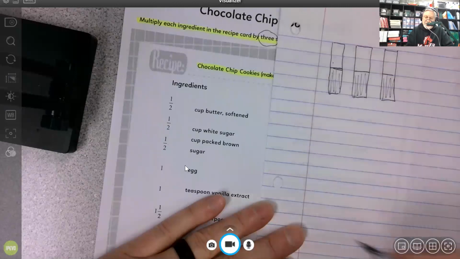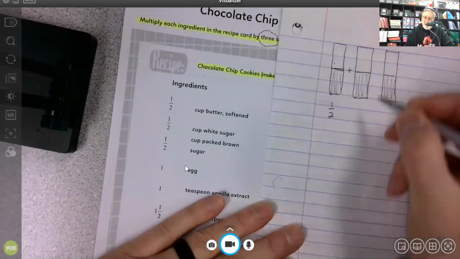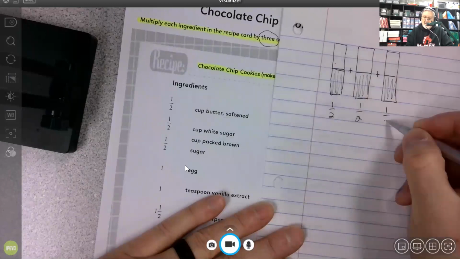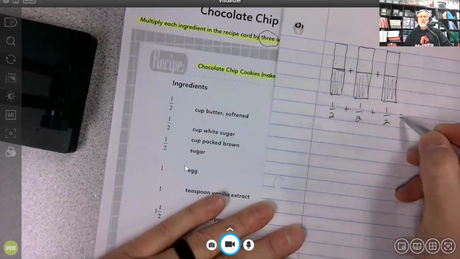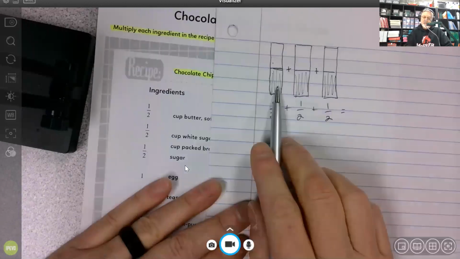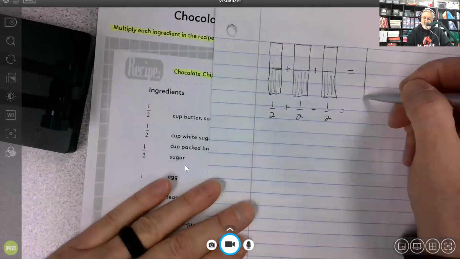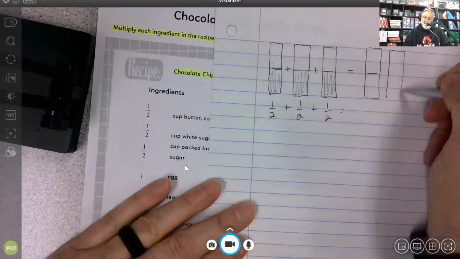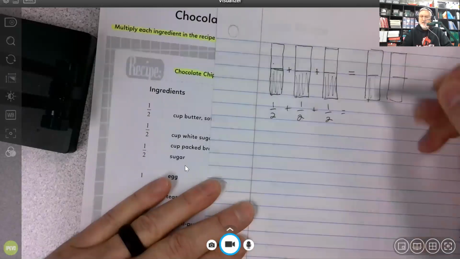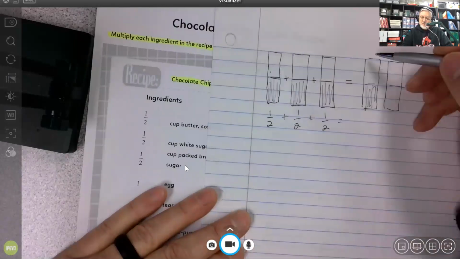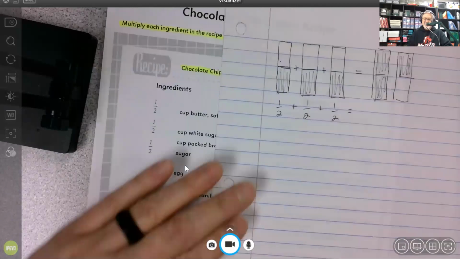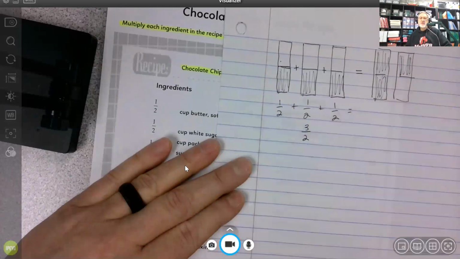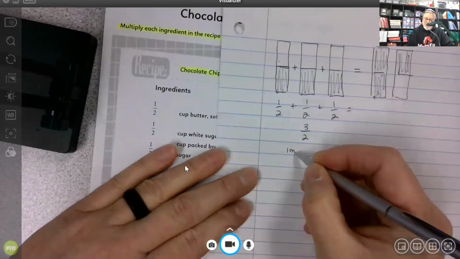So I have 1/2 plus 1/2 plus 1/2. If I add those up, I can come all the way over here, and this is going to be my fraction bars. So I'm going to add 1/2 plus 1/2 plus 1/2. If I go 1 plus 1 plus 1, I would get 3 halves, or 3/2, and that is an improper fraction.